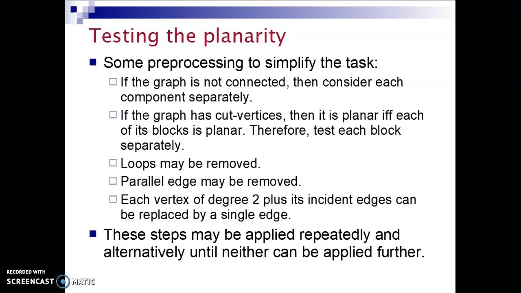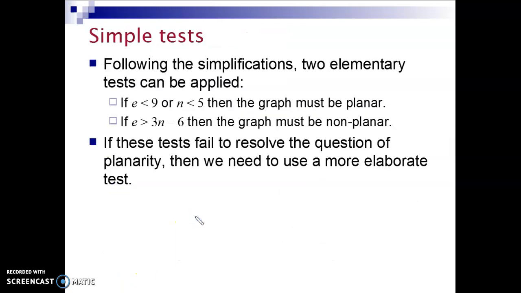So then you would have to test each block separately. You can remove the loops and parallel edges. And also each vertex of degree 2 and its incident edges can be replaced by a single edge. Let's look at an example.